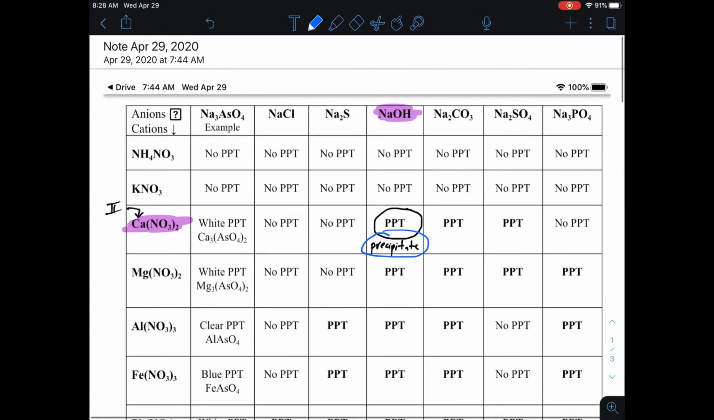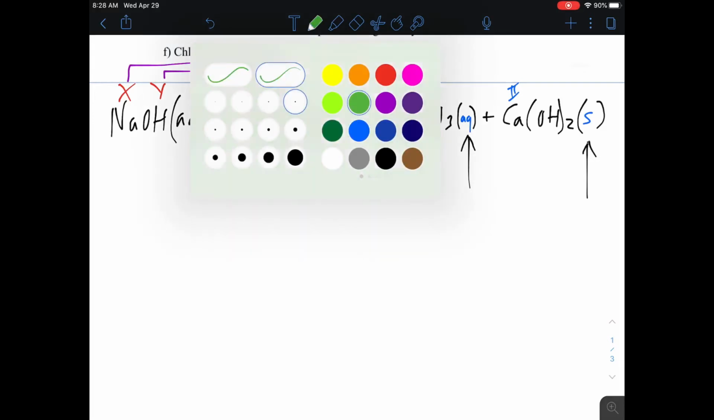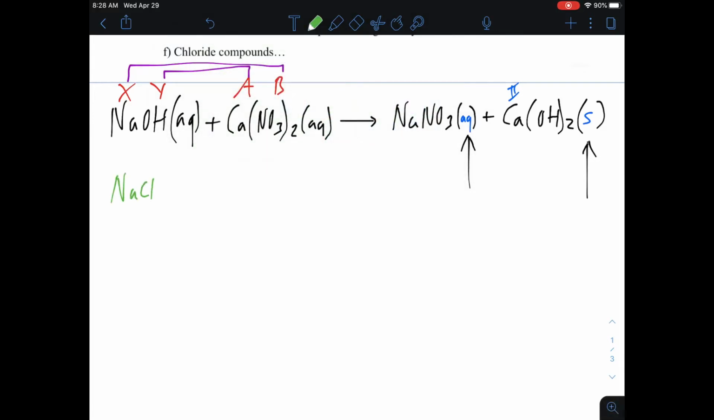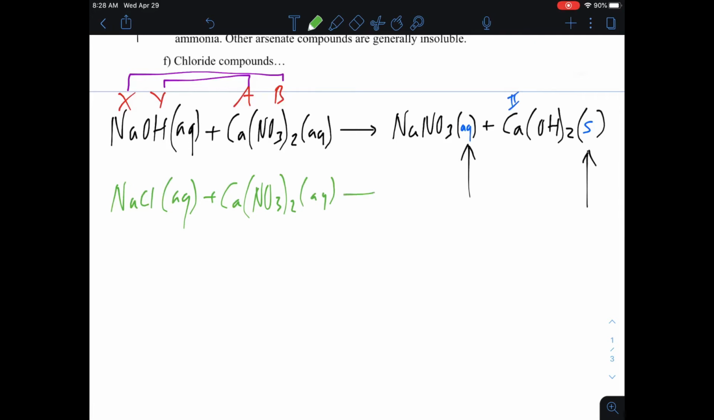Not so fast with that assumption, because over here, this is another example, we've got calcium nitrate with sodium chloride. It doesn't form a precipitate. Let's write that reaction down now. So we have sodium chloride, which is aqueous, reacting with our calcium nitrate. Forming sodium nitrate again. And calcium, do your double replacement, calcium chloride.